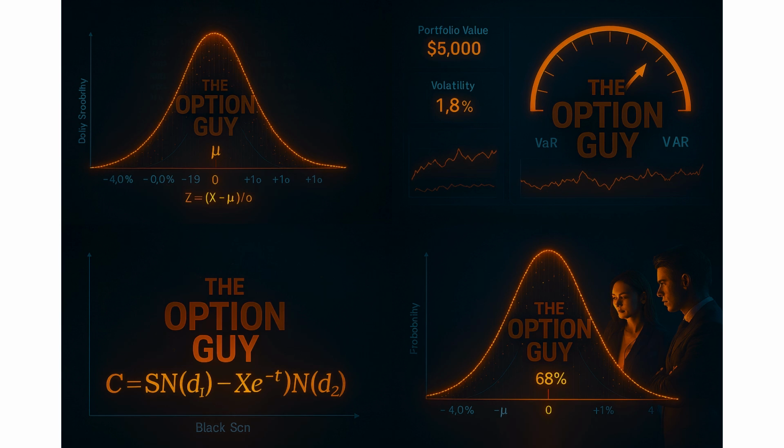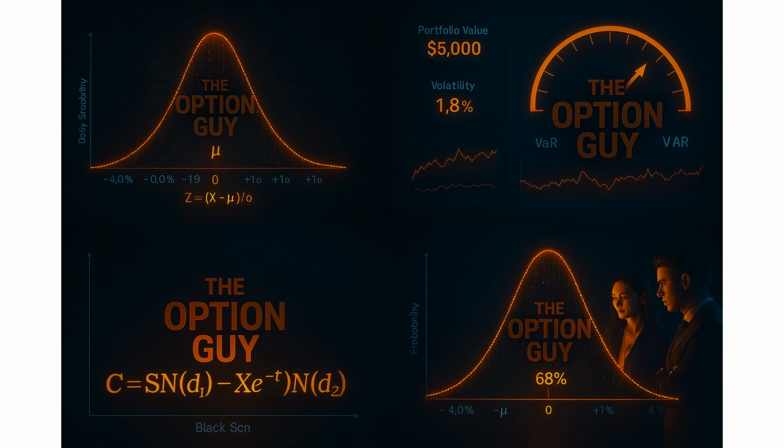The normal distribution is used across finance. In portfolio theory, it helps measure diversification and expected return ranges. In risk management, it's used to calculate value at risk, VaR, and volatility. In derivatives pricing, models like Black-Scholes assume returns are normally distributed.